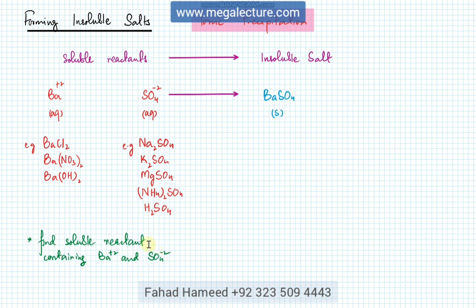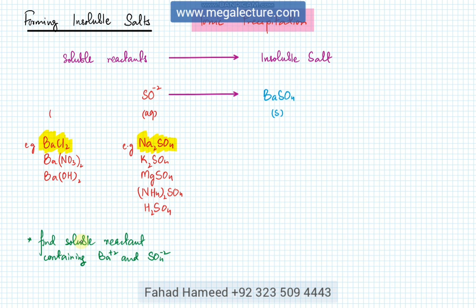So I've written it over here. I'm going to find soluble reactants. I want to make barium sulfate. Find reactants that contain barium ions and sulfate ions, but they have to be soluble. So what I'm going to do is go with one of them. I'm just going to pick barium chloride and I'm going to pick sodium sulfate. So I'm going to go with these two reactants.